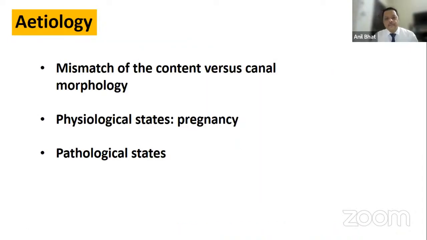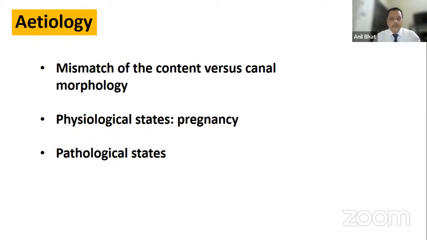I won't go into a lot of theory details, but basically remember that it's a mismatch of the content versus the canal morphology itself. The content size can increase, or more contents can come in, or the canal might reduce because of pathologies, or inherently, like in females, skeletal size can be narrower, and so a little more mismatch can cause immediate symptoms. Physiological states also, remember, like pregnancy, which can cause carpal tunnel syndrome, and which usually goes away once the pregnancy is over. But most of the time it's pathological.